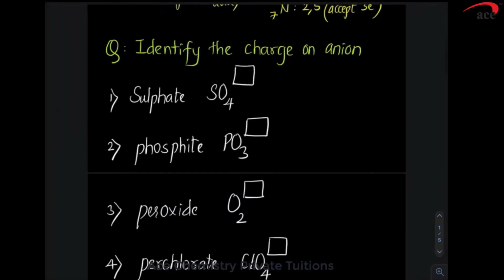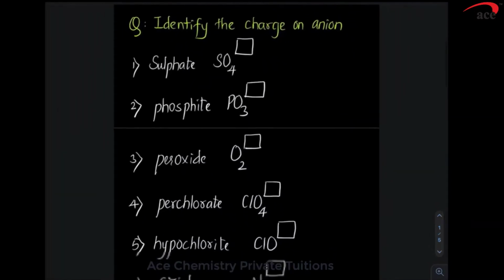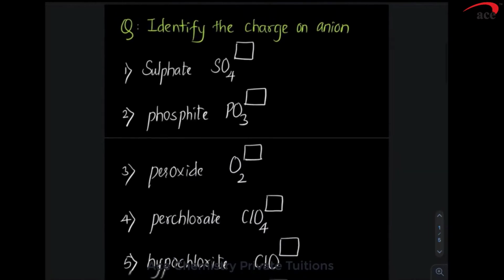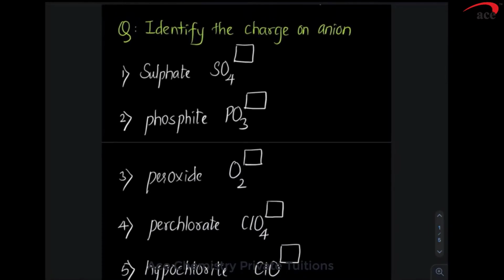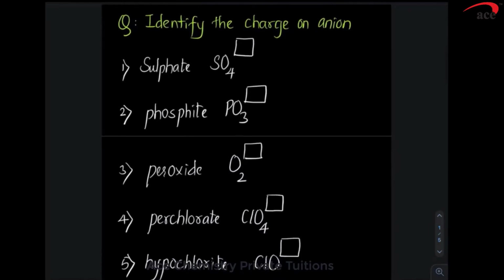If you have understood, there is one more exercise for us. What is that exercise? Identify the charge on the anion. So again, you know what to do. Pause this video and write down what is the charge on each anion. Go ahead.